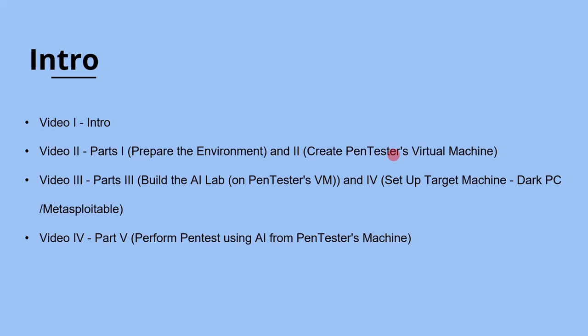And then in part 4, I have shown how to set up the target machine, either you're using DarkPC or you're using the Metasploitable tool. And then the last video covers the 5th part of the training, where I have demonstrated how to perform the pen test using AI from the pen tester's machine. So make sure you watch all the videos so you can have a full understanding of what I've covered in this training from part 1 up to part 5.